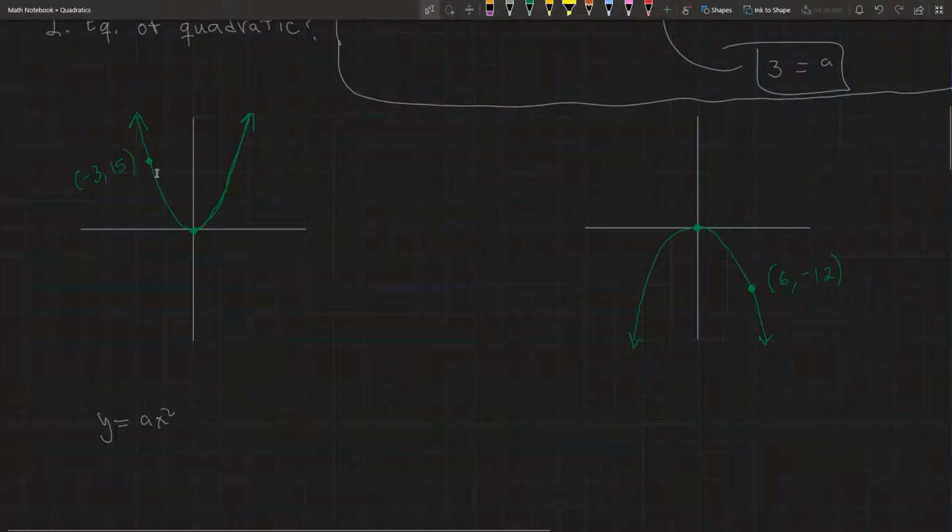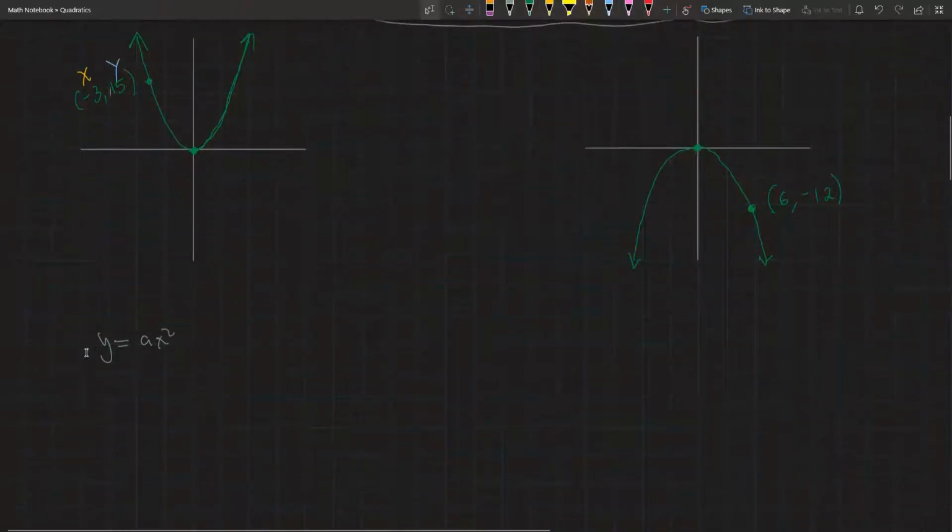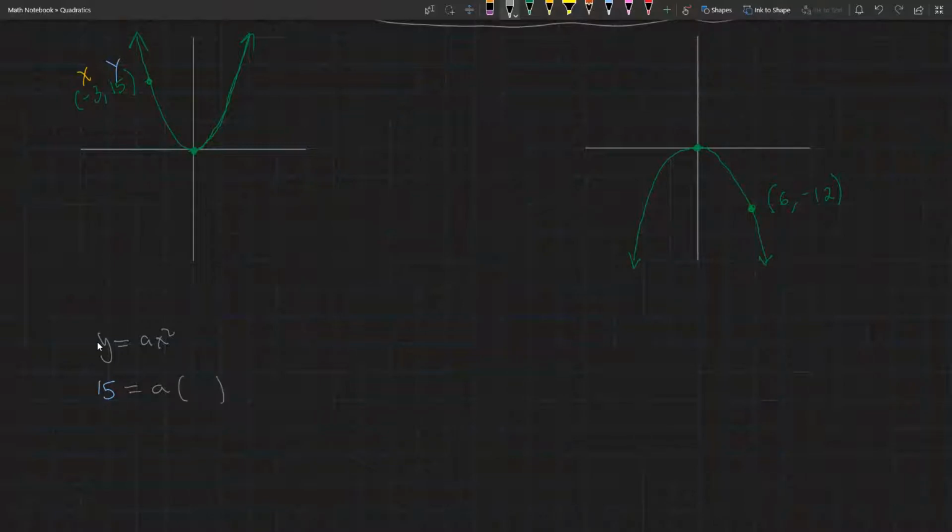And then we need to identify, all right, which one is x and which one is y? Is x -3 or is x 15? X is -3, y is 15. Now let's make some substitutions. Wherever we see a y, we're going to replace that with the positive 15. And then we have equal to a, which is the vertical stretch that we're trying to solve for. And this will say -3.